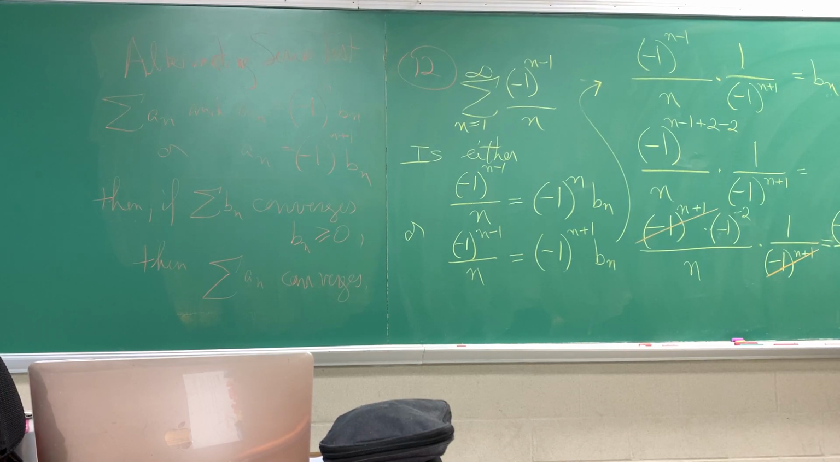So this is the same as 1 over -1 to the +2 times n. And now we have an actual number. What is -1 squared? 1. So 1 over 1 times n, which is 1 over n. So we want b sub n to be 1 over n.